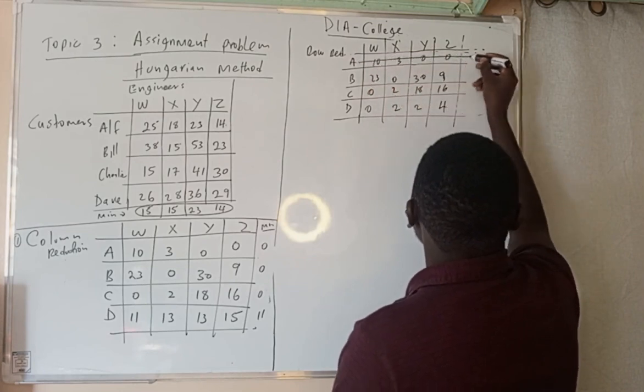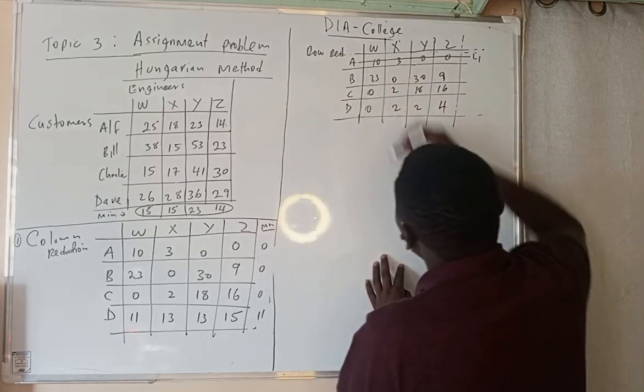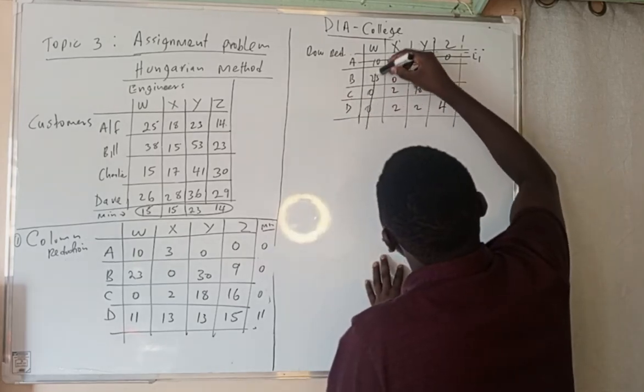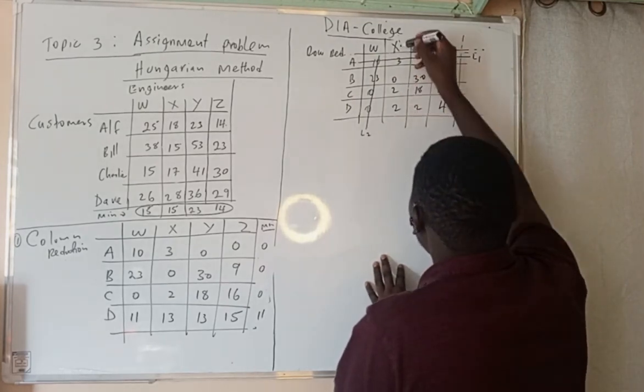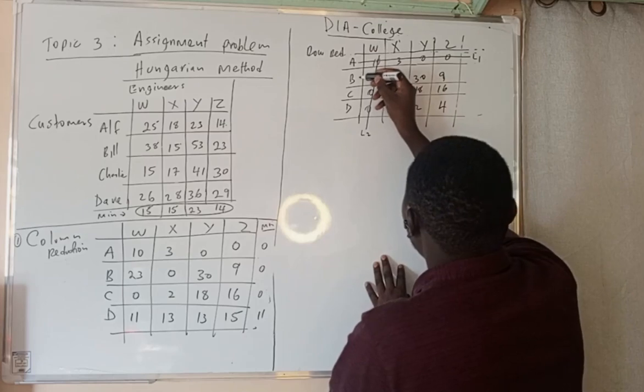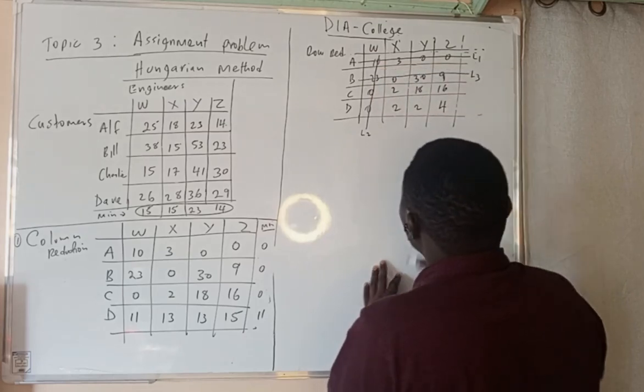Let me call this one my first line, line 1. Then I have 2 zeros here, so I can put a vertical line here. Alright. So this is line 2. Then I see there is still a zero uncovered, so I can cover this way or this way, whichever way I like. So I can cover it this way. So this is line 3.